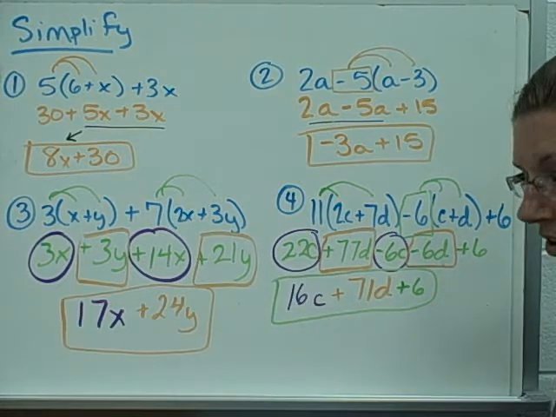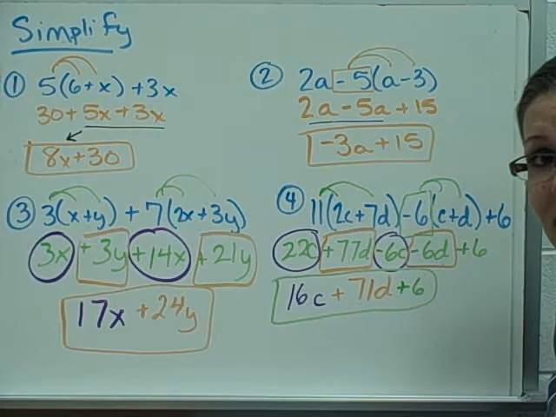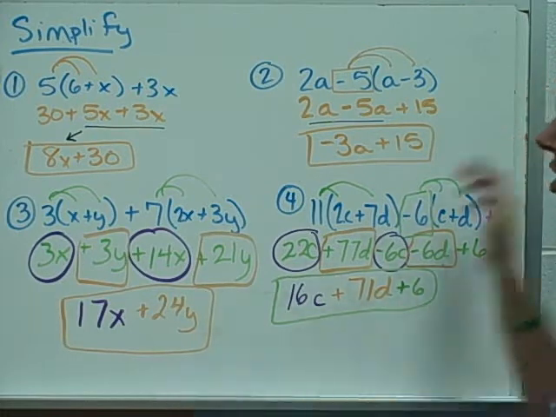And as you see, my terms are in alphabetical order. I've got c, d, and then my constant. So this is it. It's not as horrible as it looks. You just got to take it one step at a time. Let's try some more.